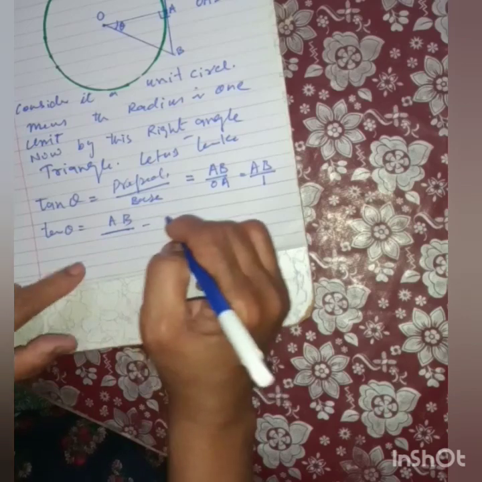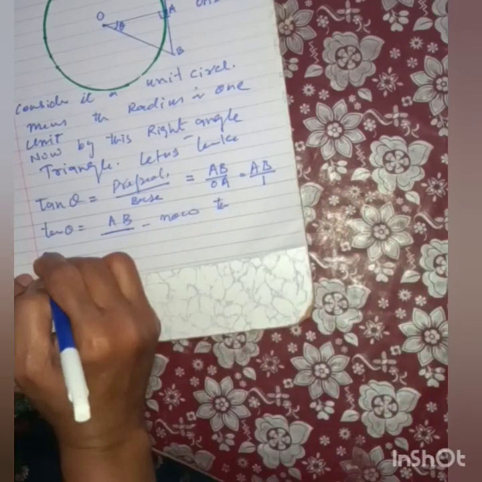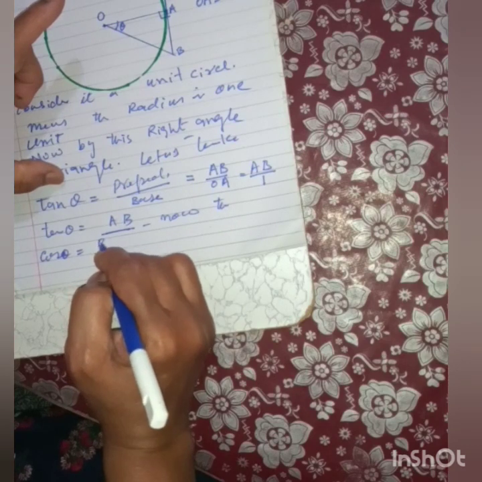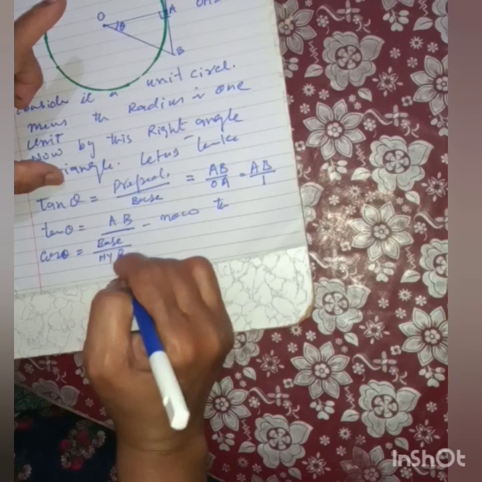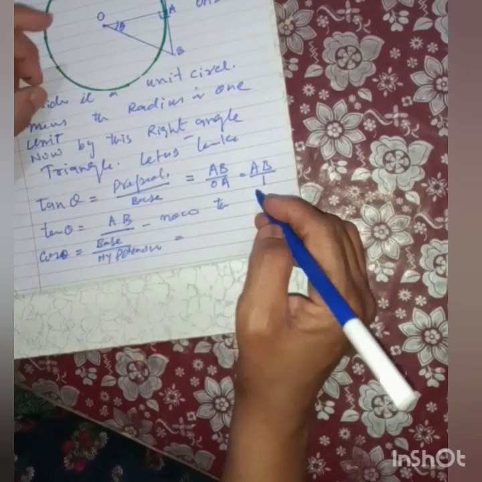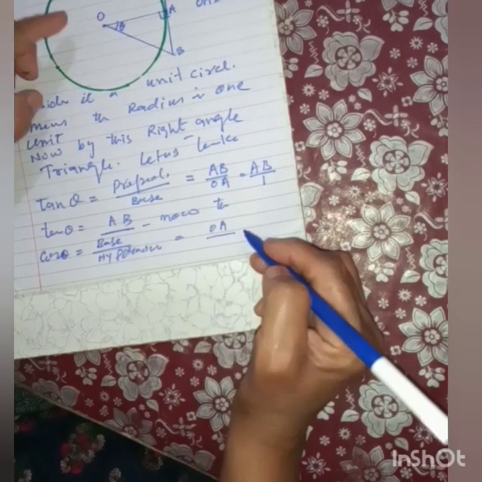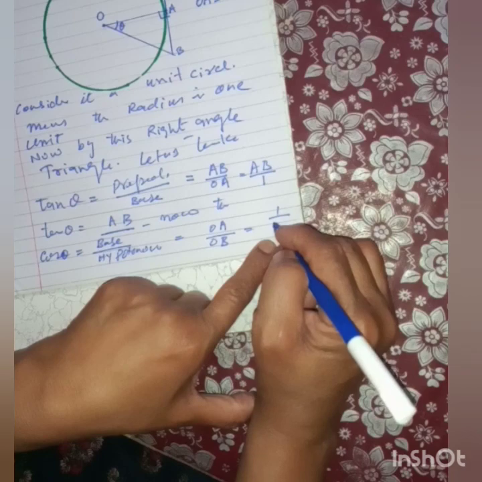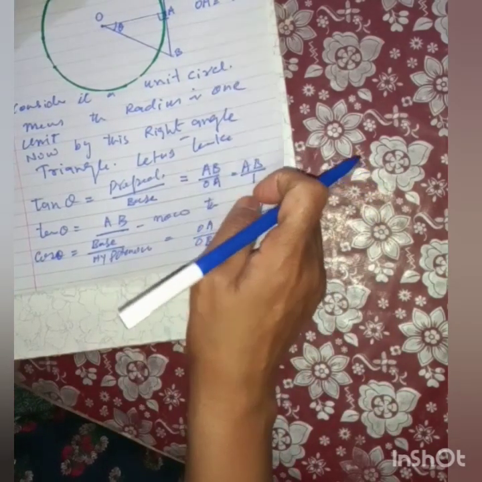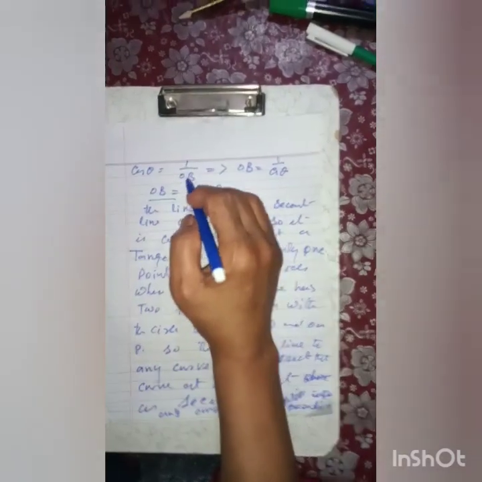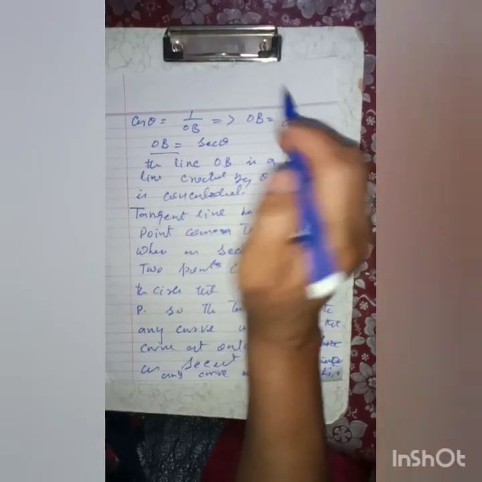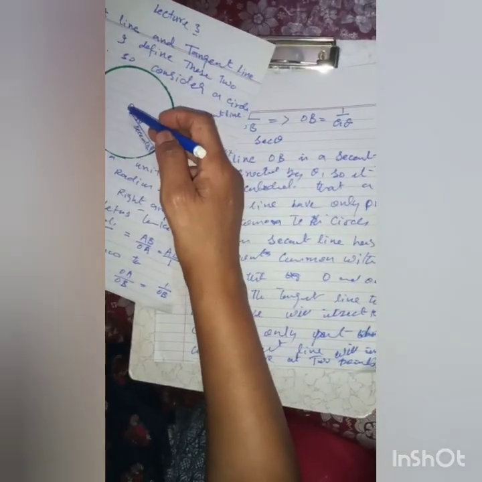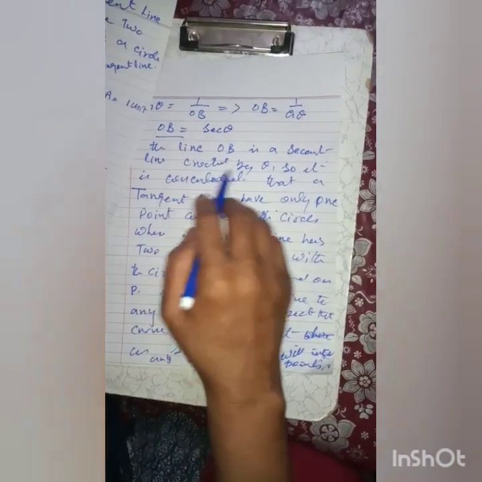So now cos theta is equal to base over hypotenuse, where base is OA and hypotenuse is OB. It is equal to 1 over OB. As cos theta is equal to 1 over OB, it implies OB will be equal to 1 over cos theta. So OB is equal to secant theta. The line OB is a secant line created by this angle theta.